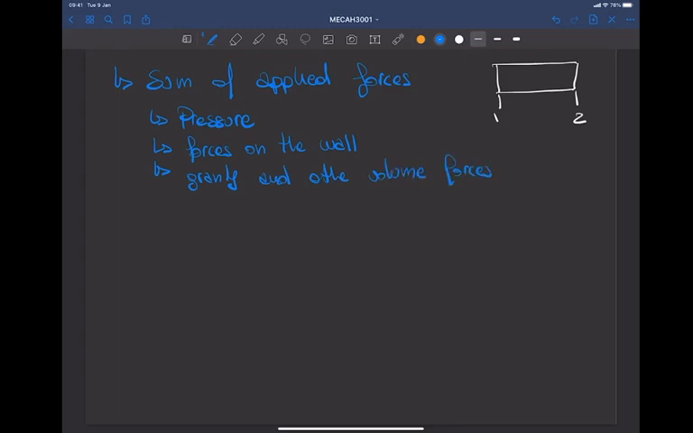So for this configuration, the forces that we consider, and remember this is also a vectorial quantity, will be a pressure times a section. Pressure is a force per unit area, so I have to multiply by the section. Then the pressure that I have on section 2, then the force of the walls, and then the gravity forces.